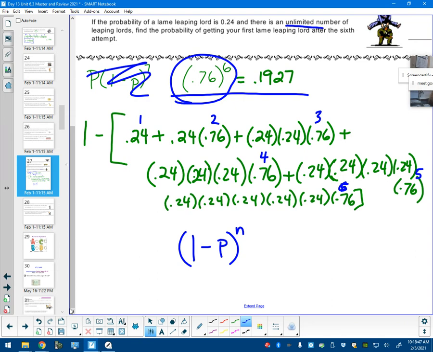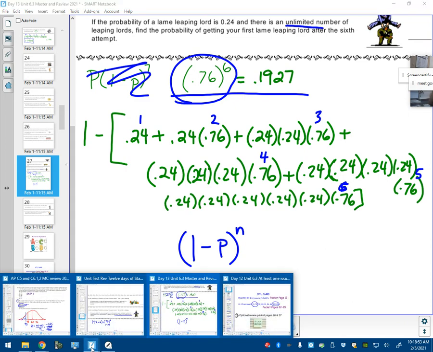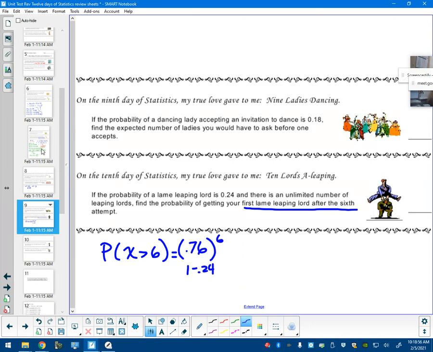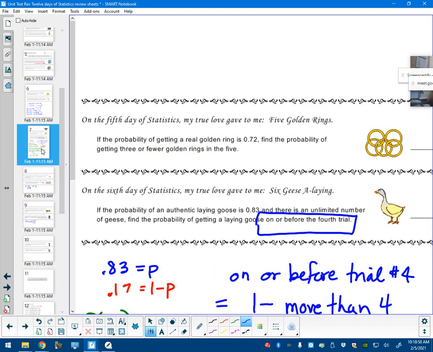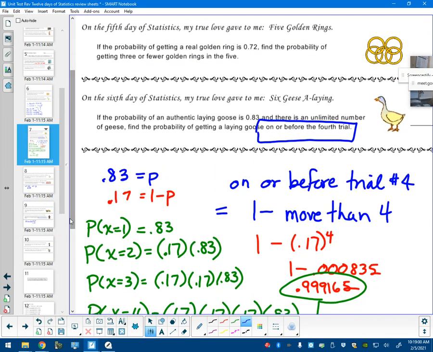All right, for number 6. Let's see if I can find, here's number 6. On or before the 4th trial. Okay, that would be 1 minus more than 4. That's the quick way to do it.